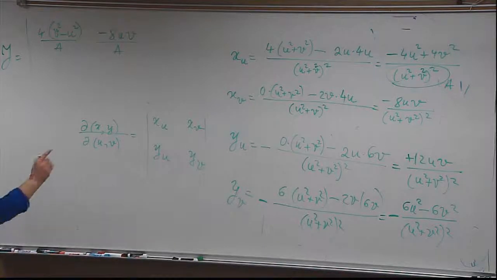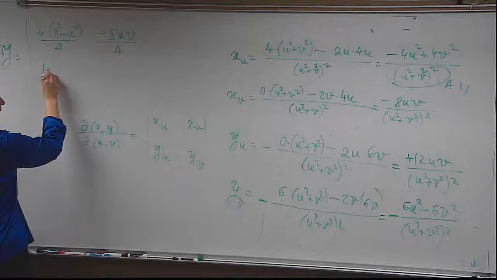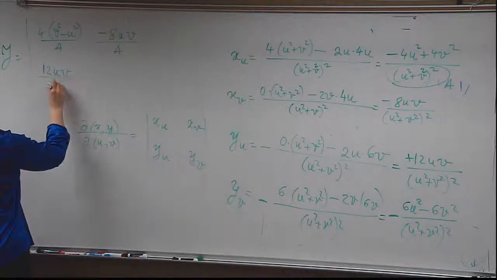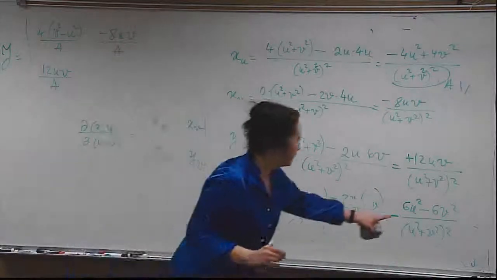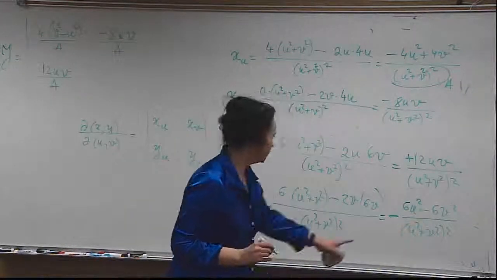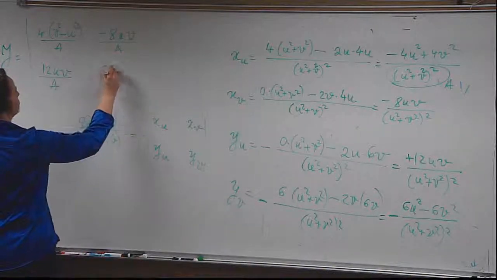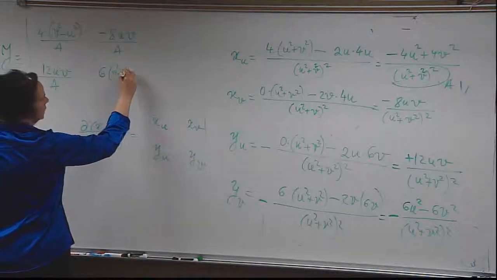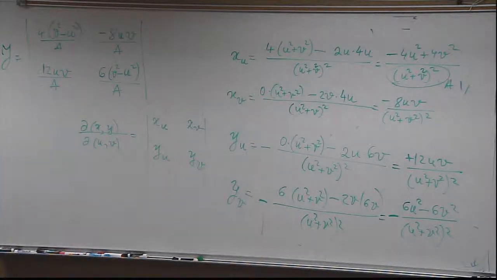y sub u, 12 uv over a, and plus, with your help, this was plus v squared minus, so 6 times v squared minus u squared over a. Okay, okay? Okay, let me erase this.